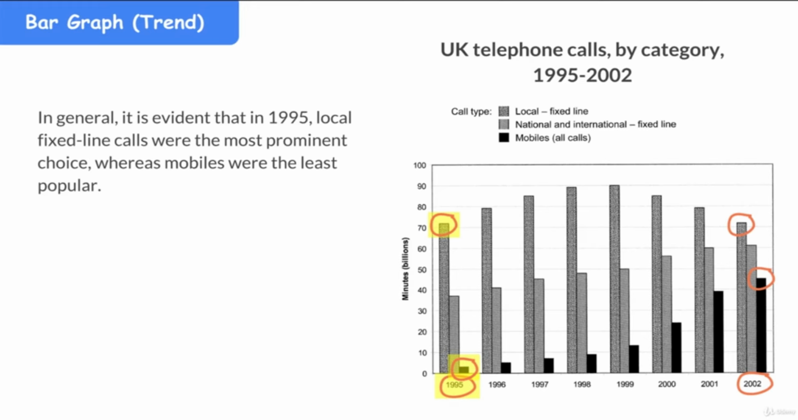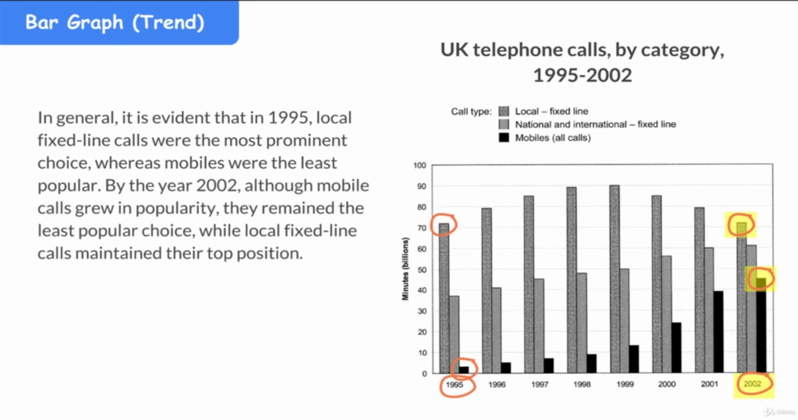Now for our second sentence, we're going to move on to the year 2002. Here's our sentence. "By the year 2002, although mobile calls grew in popularity, they remained the least popular choice while local fixed line calls maintained their top position." So in this sentence, we're saying that by the year 2002, mobile calls had grown in popularity, as you can see here. However, they still remained the least popular out of all the three call types, and the local fixed line calls remained the most popular.